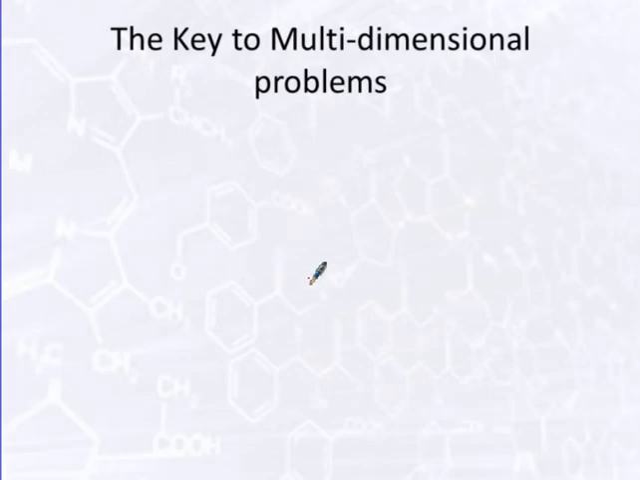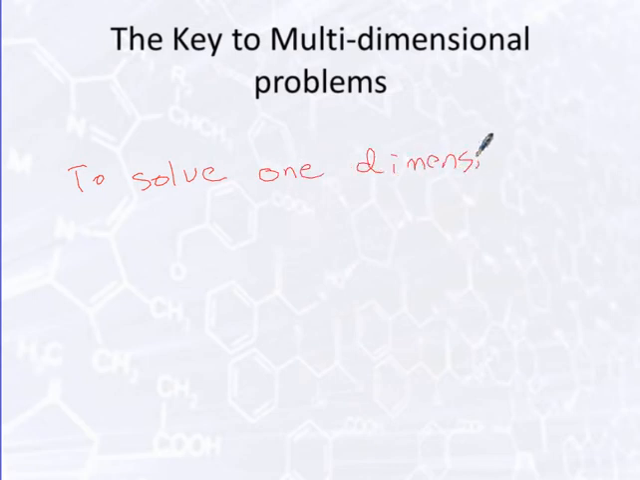Let's talk about what is the key. How do you solve dimensional analysis problems? So the key is to solve one dimension at a time. Okay? Alright, we're going to solve one dimension or unit at a time.